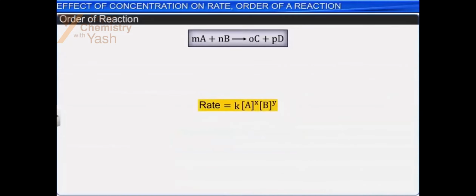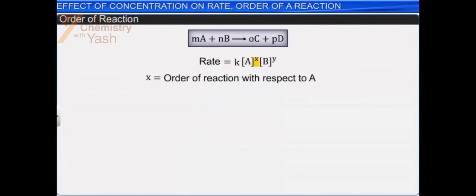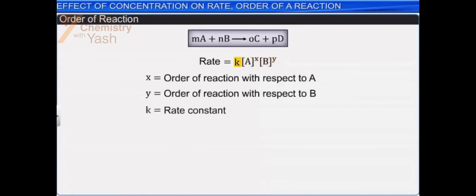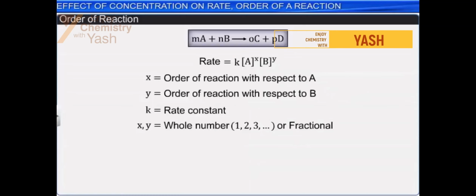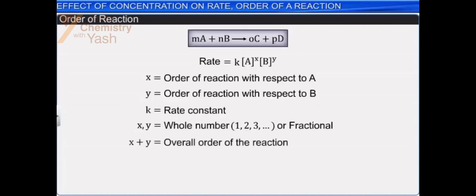In the given rate equation, x is the order of the reaction with respect to A. y is the order of the reaction with respect to B, and K is the rate constant. Also, x or y is usually a whole number integer, such as 1, 2, 3, or fractional. The sum of the exponents x and y gives the overall order of the reaction.